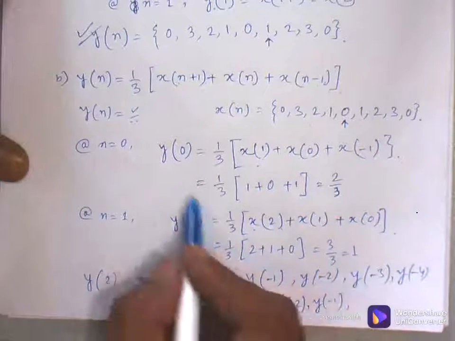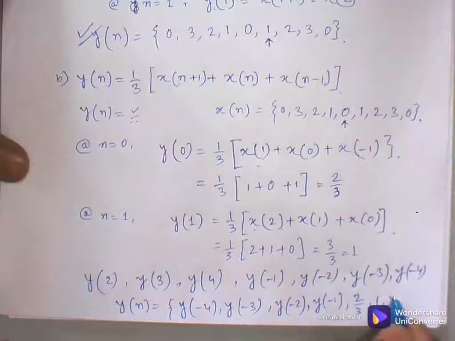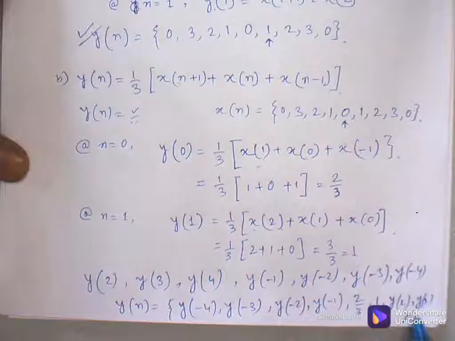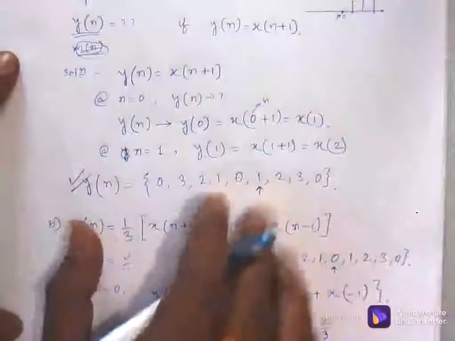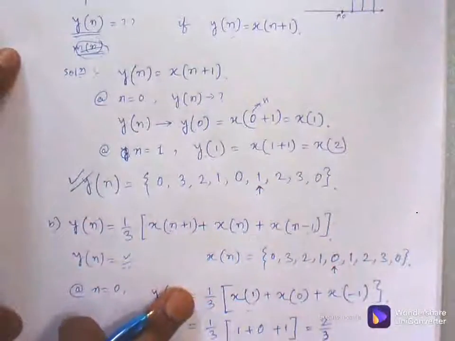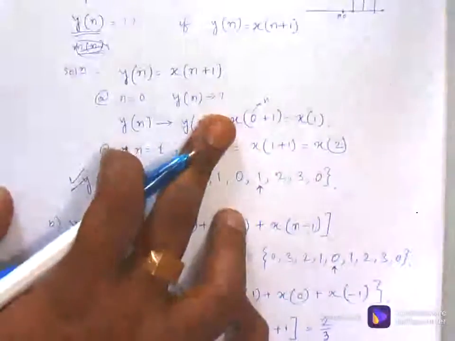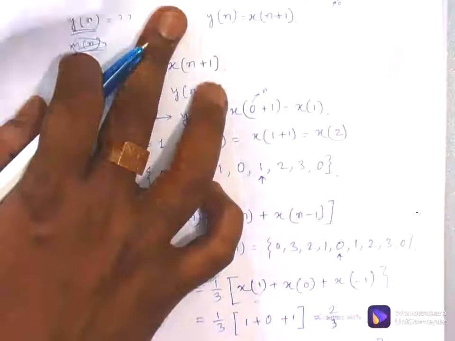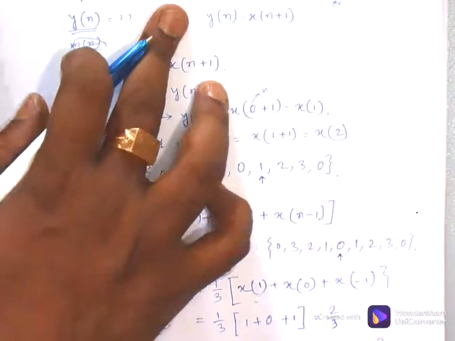1, 0 value, 2 by 3, 1, 2, 3, and 1. So this kind of question you will get in your short type question, and you will get maximum 3 marks for finding out the value of your response. Okay. Now we are moving to the next, time variant and invariant.